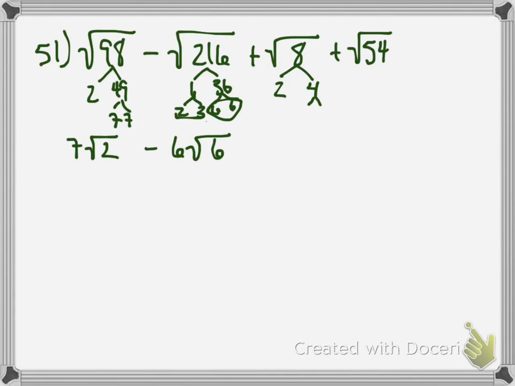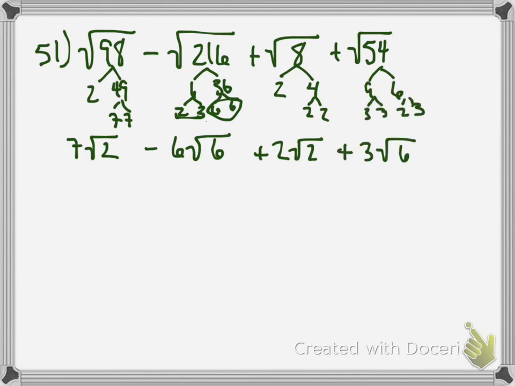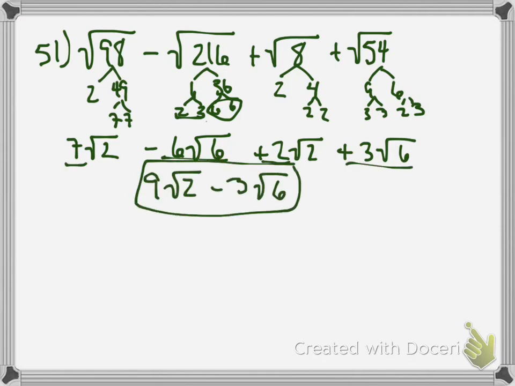Here I've got 2, 4, that's 2, 2, which would be 2 square root of 2, and then finally 9 and 6, pair of 9s, pair of 3s, and then a 2 and a 3 left over to give me 3 square root of 6, and then combine your like terms. So final answer here would be 9 square root of 2 minus 3 square root of 6. And there you go.